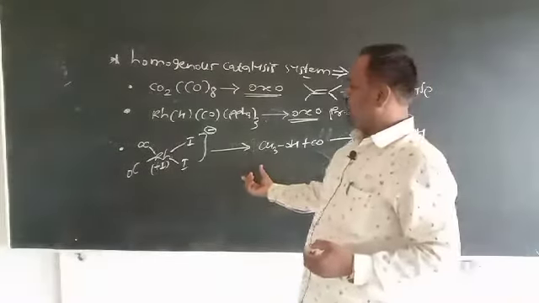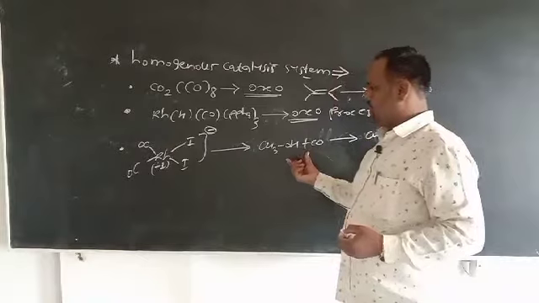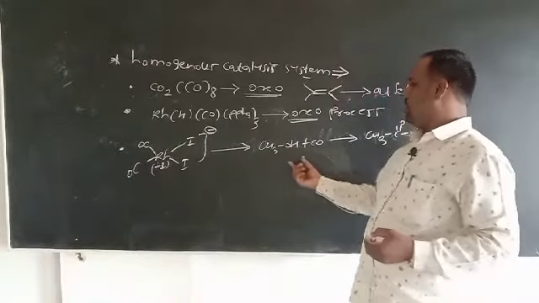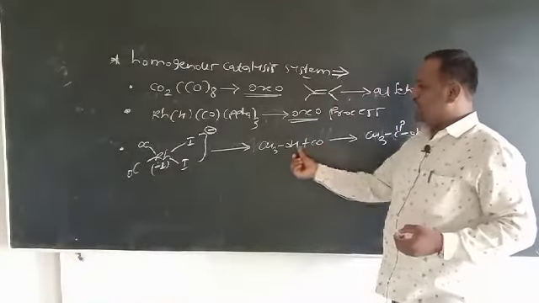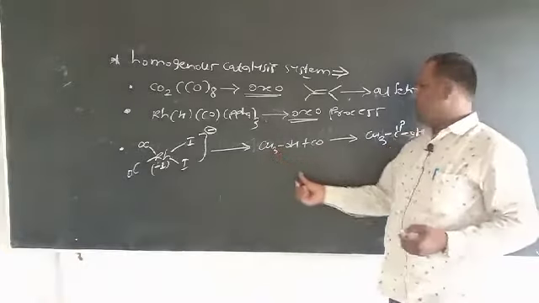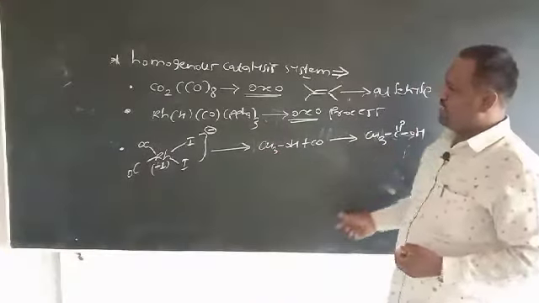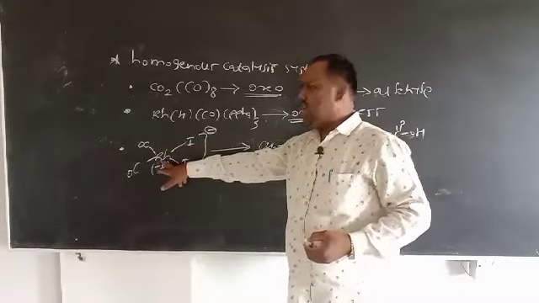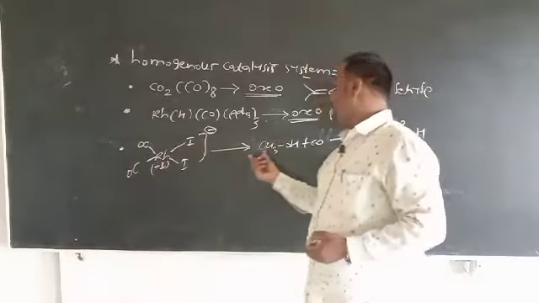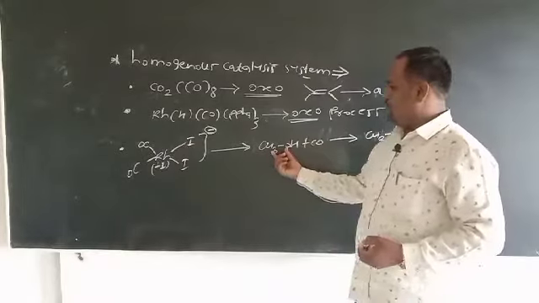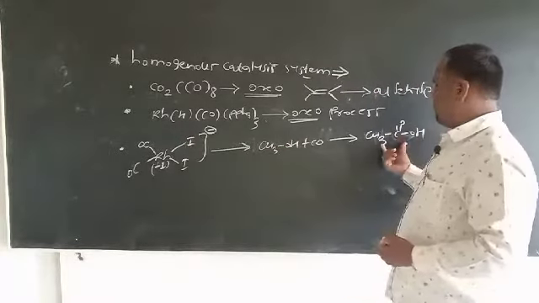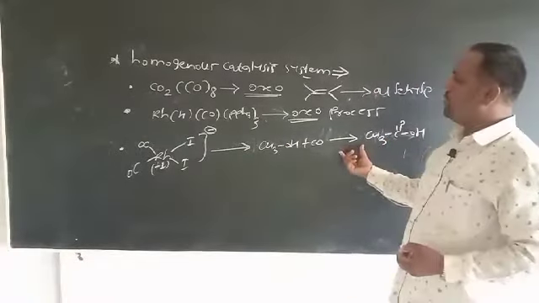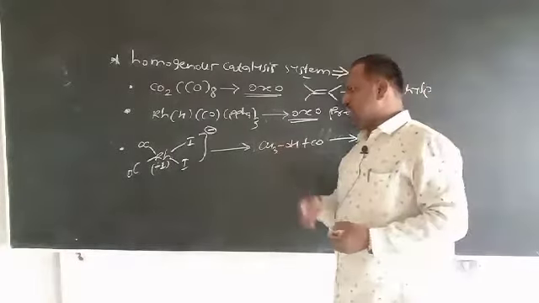This process is called Monsanto acetic acid synthesis, that is conversion of alcohol by insertion of a carbonyl ligand into methyl alcohol to get acetic acid. So for this reaction you have to use this catalyst, the rhodium organometallic complex, for conversion of alcohol into acetic acid, that is Monsanto acetic acid synthesis.